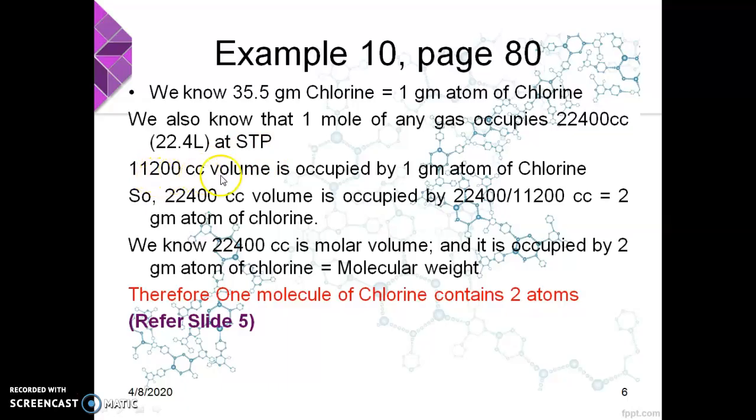So 11200 cc volume is occupied by 1 gram atom of chlorine. This is given in the problem. So find out how many gram atoms of chlorine are present in 22400 cc. You will find it is coming as 2. Now this is molar volume. So 2 gram atom will be your molecular weight. That means the weight equivalent to 2 gram atom of chlorine will be your molecular weight. So 1 molecule of chlorine contains 2 atoms. In your book, that is in Selina Concise Chemistry, this is done in a different manner. So you can do it either way.